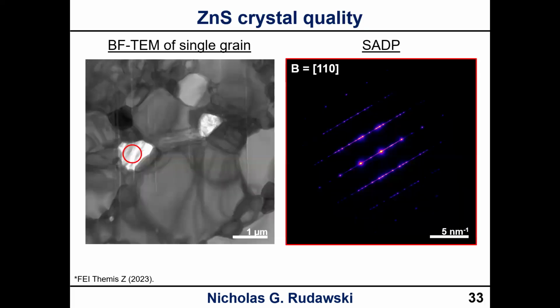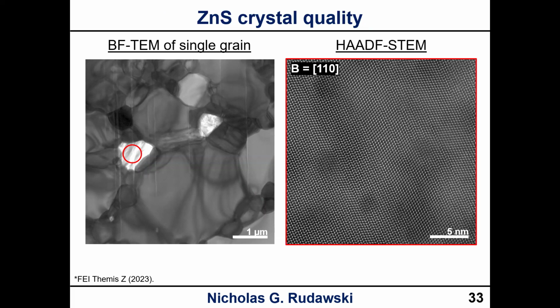Okay, and then I already showed you this example of the diffraction from the zinc sulfide, and we see the diffraction pattern that indicates the presence of the twinning and the stacking faults, shown by the streaking. So if we actually take a HAADF-STEM image of this, we can see what this looks like, okay? And this is really, really interesting what we're seeing here. We're seeing basically changes in the polymorph of the zinc sulfide, okay?